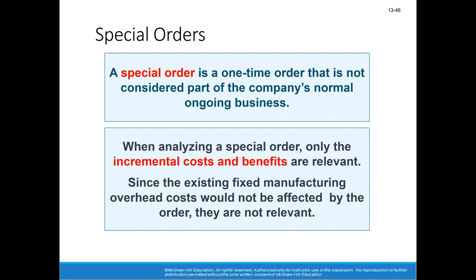So the only items we really need to look at are the incremental cost and the benefits. The existing fixed manufacturing overhead costs would not be affected. Okay, we've got the building, we've got the equipment, we've got the manager, etc., and aren't going to have to expand our building. We're not going to have to hire additional managers, etc.